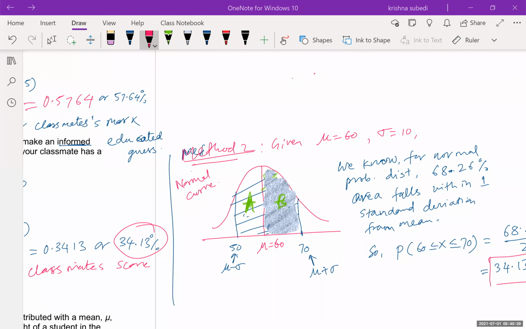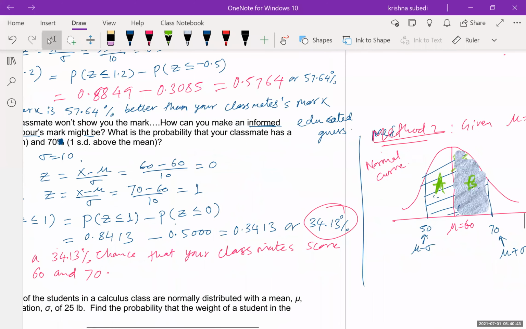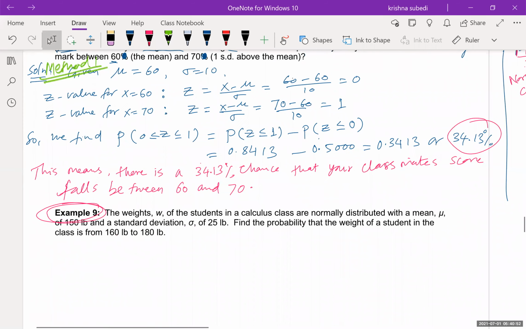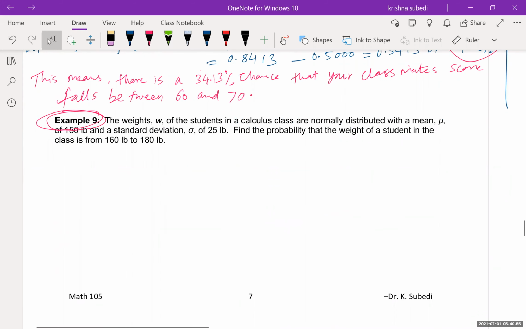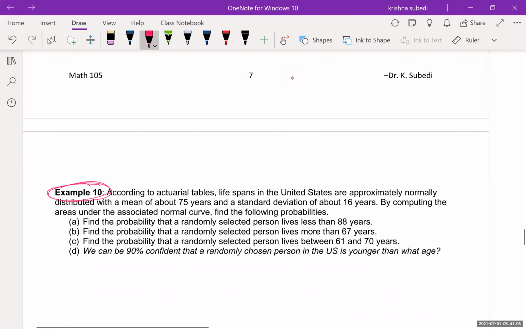Okay, now, if you don't have any question, then this example 9 we already did in our last class. And if you want, you can try it again just for fun. But let's look at example 10 now. Guys, I want you to take a few minutes and try this example 10 on your own. Okay, I will wait for you guys.